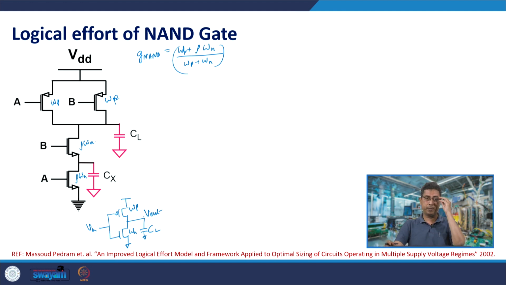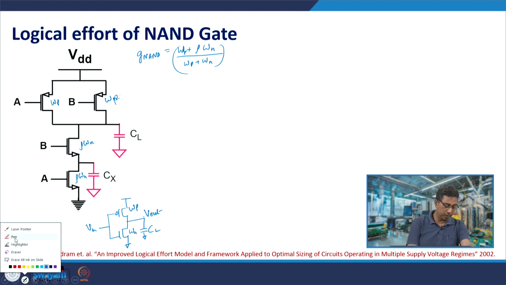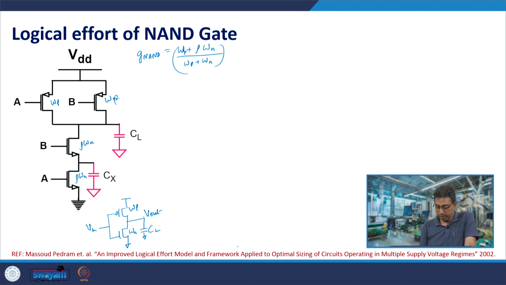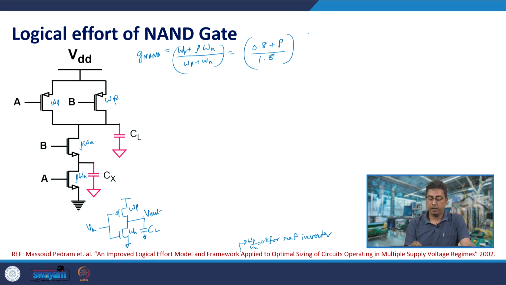Suppose the ratio of Wp by Wn is 0.8, as the authors in this paper find for their PDK for the reference inverter. If it is 0.8, then this would come out to be (0.8 plus rho) divided by 1.8. So, we are assuming that the capacitance of a device is proportional to the width of the device.